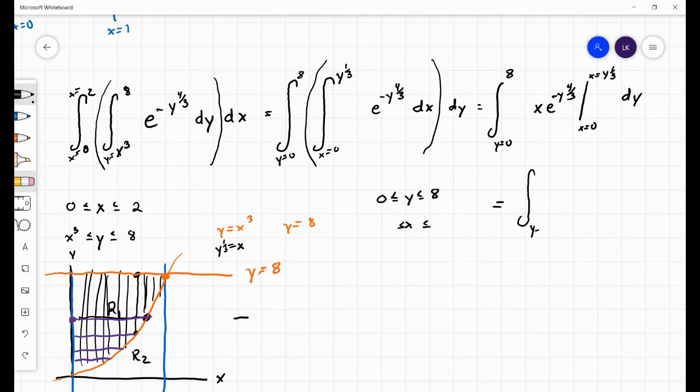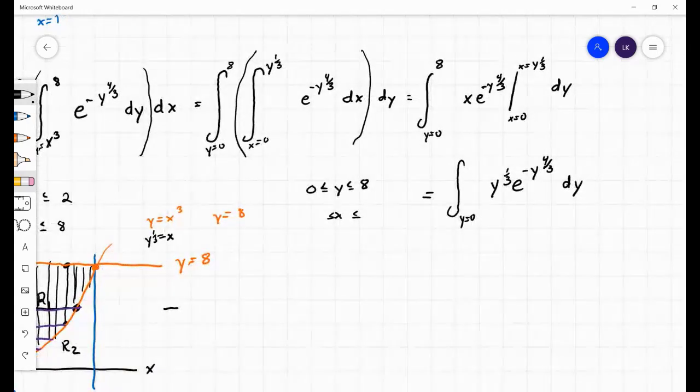So we get the value at the upper bound, and at the lower bound x is 0. So there you go. And now you see that in fact, it turns out that this integral is quite doable.